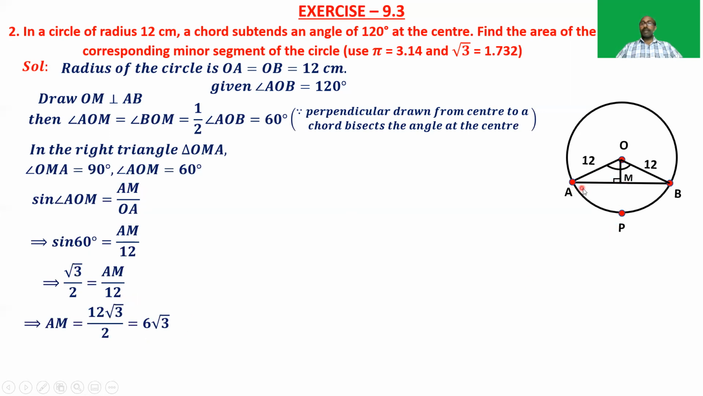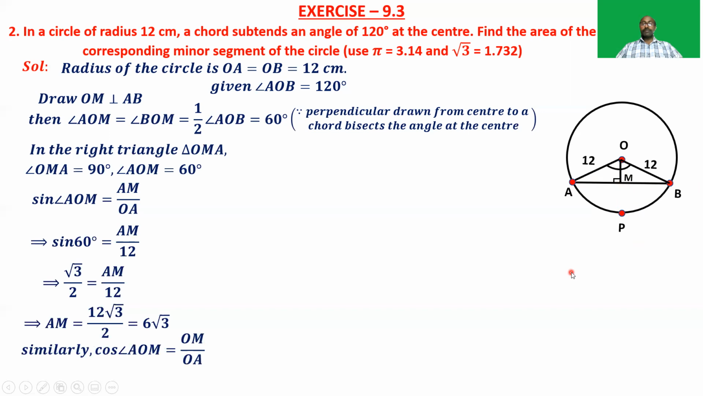So the length of AM is 6 root 3. We know that in a circle, the perpendicular drawn from center to a chord bisects the chord also. So here AM is equal to BM is equal to half the AB.